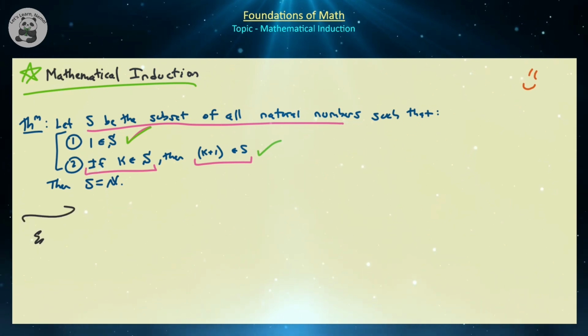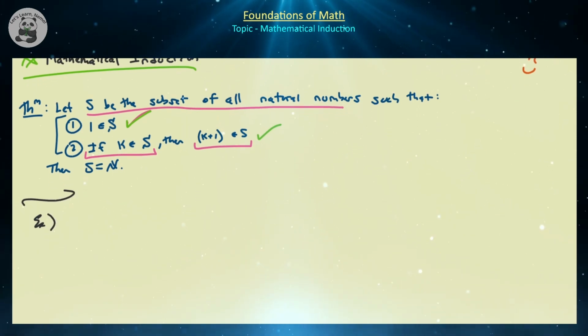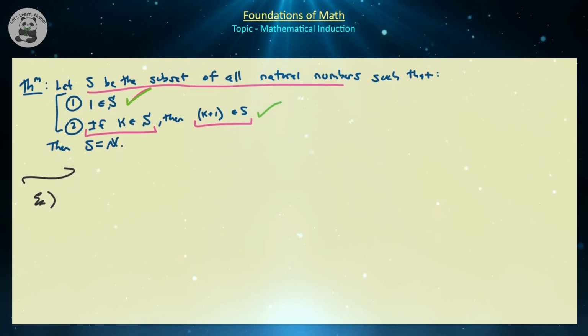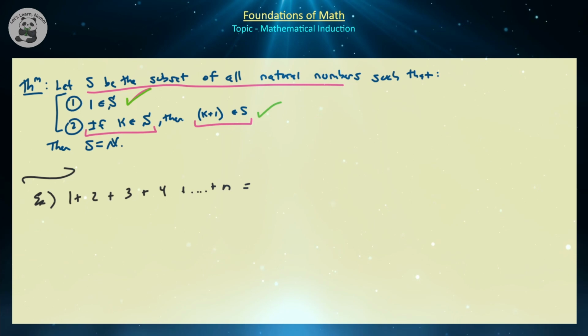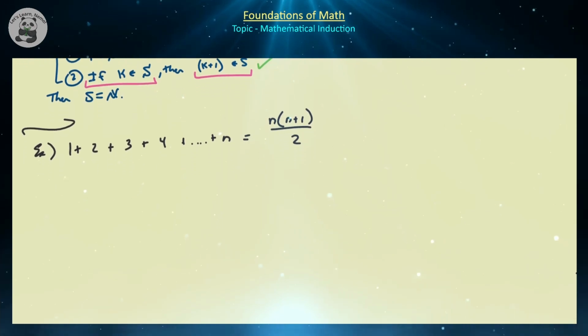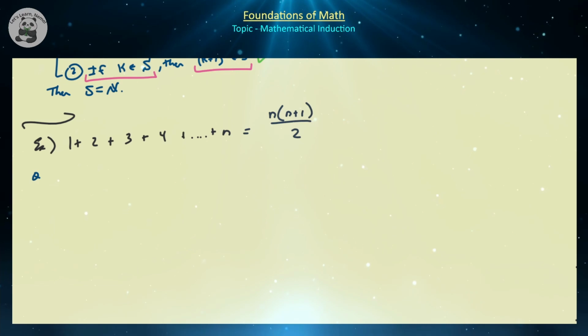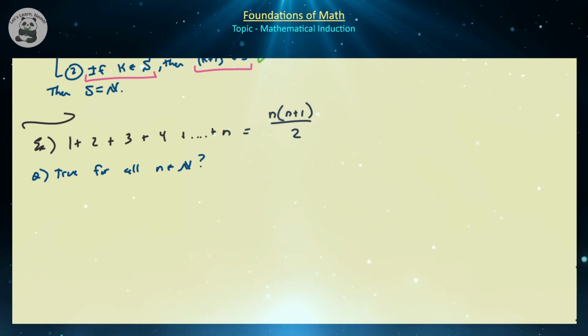So what I want to do is illustrate this with an example that you've probably already seen up to this point. And that is the sum of consecutive natural numbers. So if you have 1 plus 2 plus 3 plus 4 all the way up to n, one can actually show that this is indeed equal to n times n plus 1 divided by 2. So is this really true for all natural numbers n? That's the question that we want to know. So is this true for all n in the set of positive natural numbers?